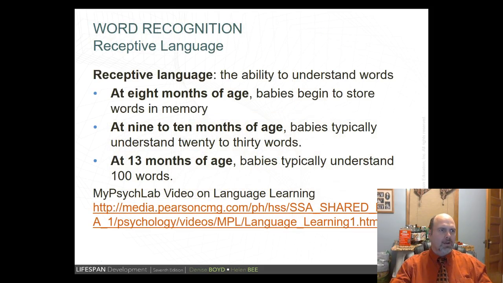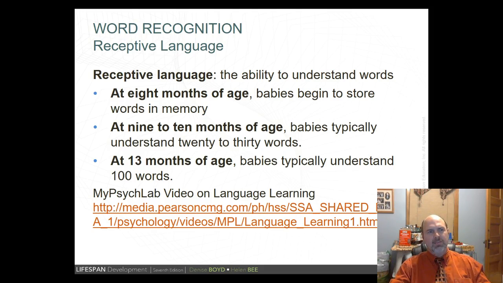There we go. Now, receptive language is the ability to understand words. Research proves that thoughts precede language. So even before infants are speaking words, they have an understanding of quite a few words. At 8 months of age, babies begin to store words in their memory. So before they're even speaking, they understand those words.